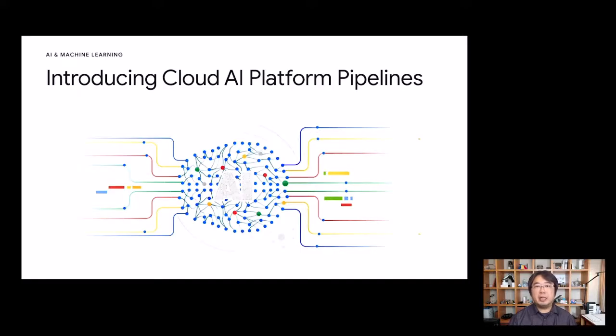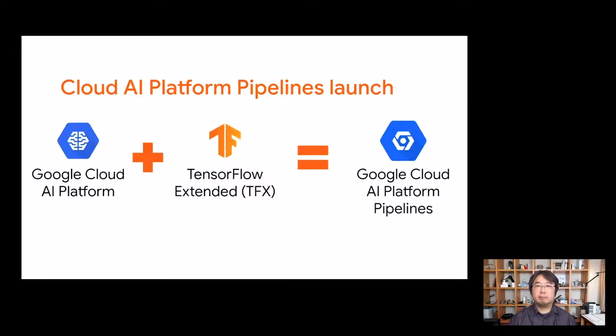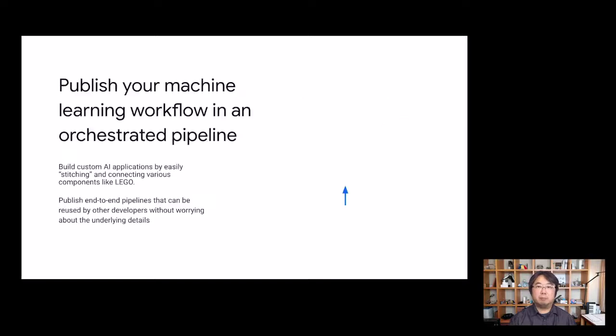To avoid this kind of problem, we introduced a product called Cloud AI Platform Pipelines. This is a commercial product that is based on the open source tool called TFX. In TFX, there are components for building production pipeline systems, and we provide the product as a commercial product that is supported and managed on the Google AI platform.